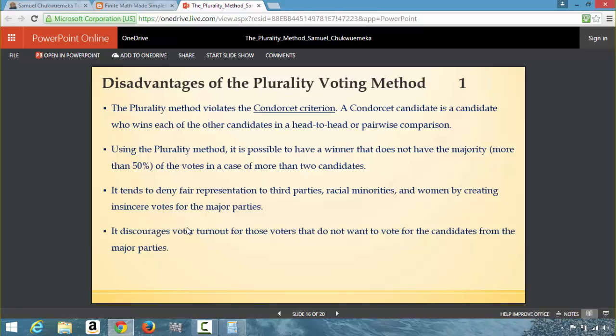I'm not saying this myself, I'm just saying that these are the possible statements from voters. And they will say, you know what? I don't like Buhari. I don't like Jonathan. Let me just go and sit down and not vote. That is one of the disadvantages of a plurality voting system. When the voters don't like the two candidates from the major parties, they say, you know what?